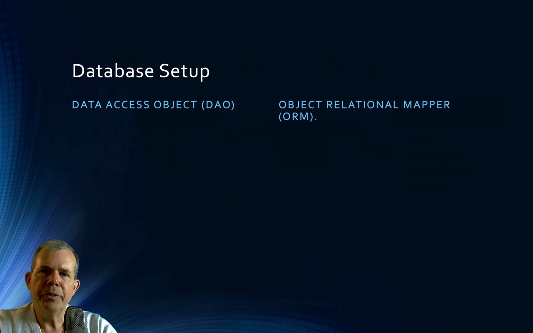Now there are two options for creating databases with a system like this. The Object Relational Mapper, ORM, is a popular tool, but it's not the only way to do it. The more traditional way is called a DAO, where you create your tables manually, and then you are more traditionally managing your database access.